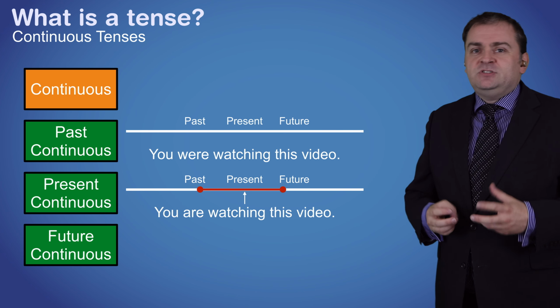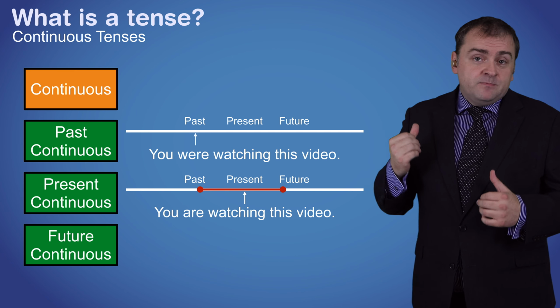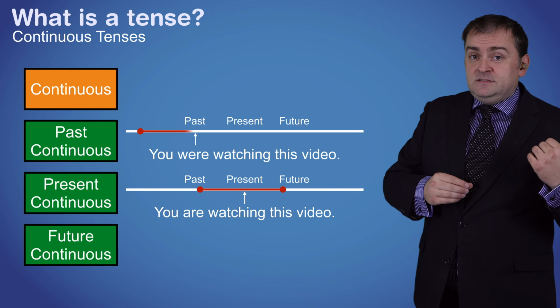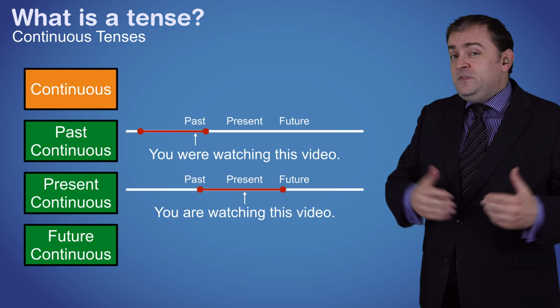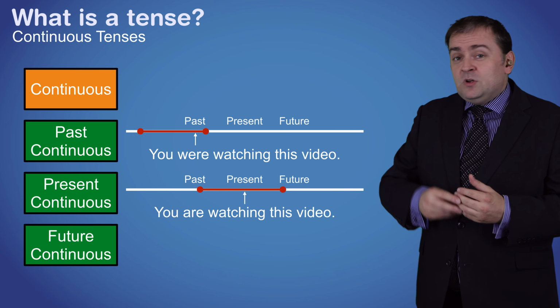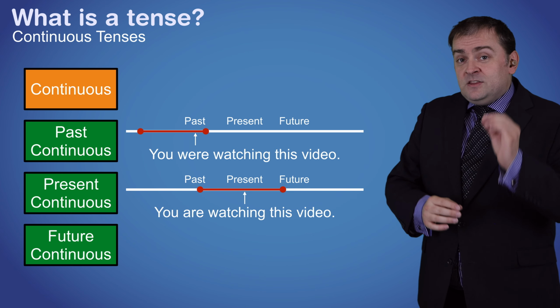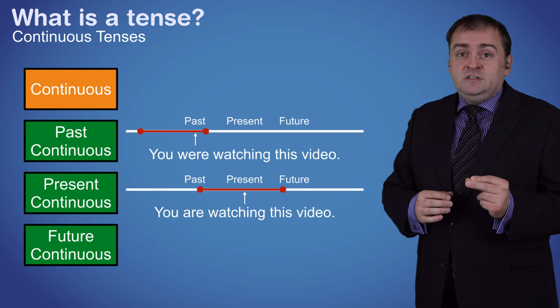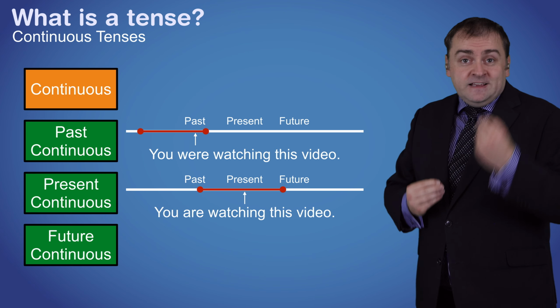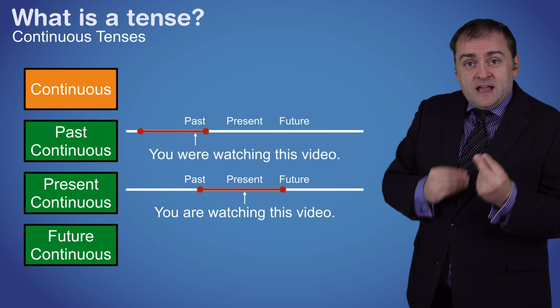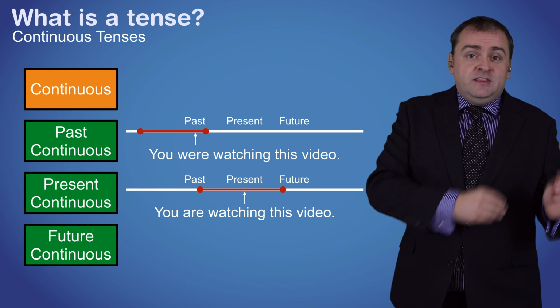The time of action is in the past, but it started even further in the past. It can finish in the past, the present, or even in the future, but the point is that since the time of action that we're talking about is past, we're saying that the action was in the middle of happening at that point in the past.